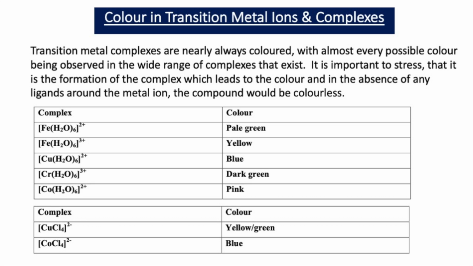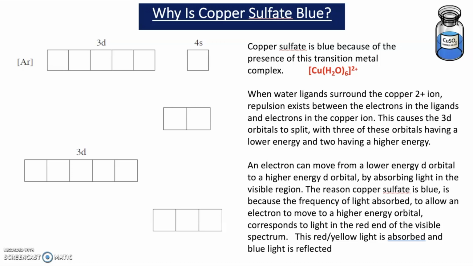Now it's important to stress that at A level you are only required to be able to explain the colour of octahedral complexes. You will not be asked to explain why tetrahedral complexes give rise to different colours, only octahedral complexes. So to help us understand the different colours in different transition metal compounds, we're going to first look at the most famous transition metal compound that exists, copper sulfate, and explain why it's blue.